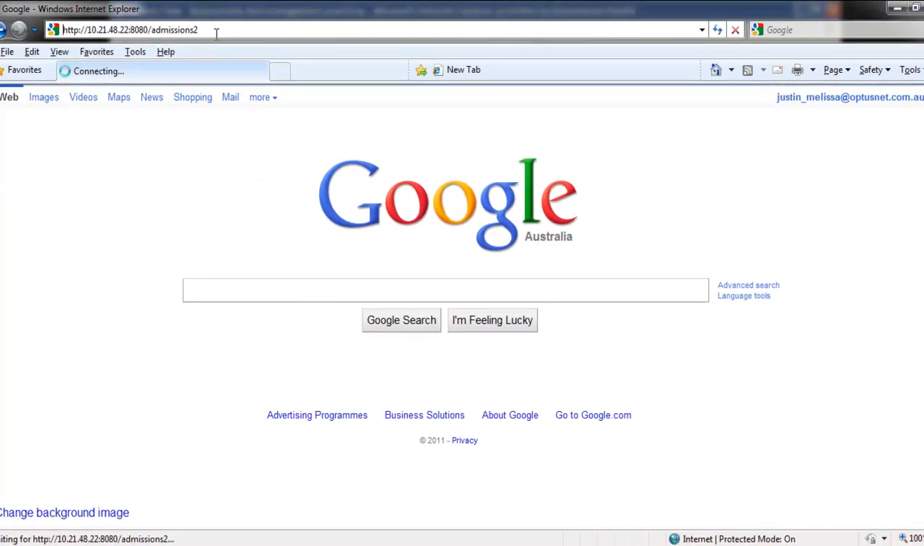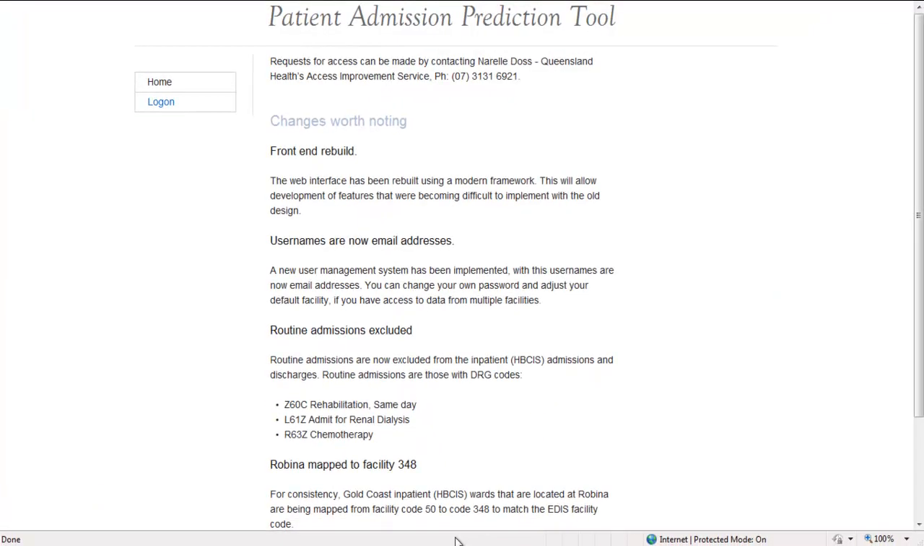I like to run things in full screen, push F11, and you're presented with a welcome page. To obtain access, this is through the Health Access Improvement Service, contact number there. One of the things to note is that in all these predictions, the routine admissions, so the rehabilitation, renal dialysis and chemotherapies are excluded based on some DRG codes.